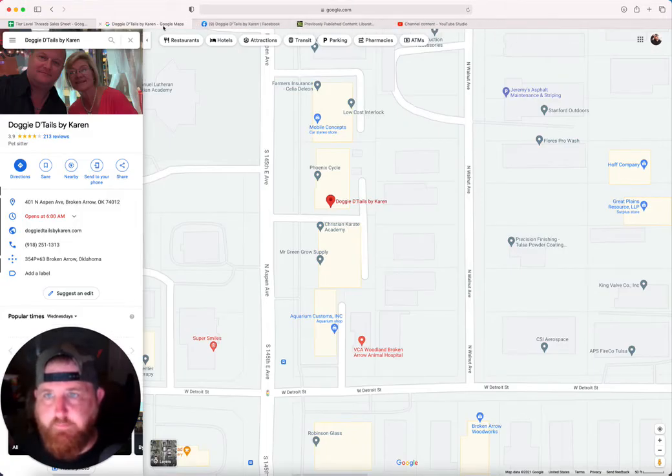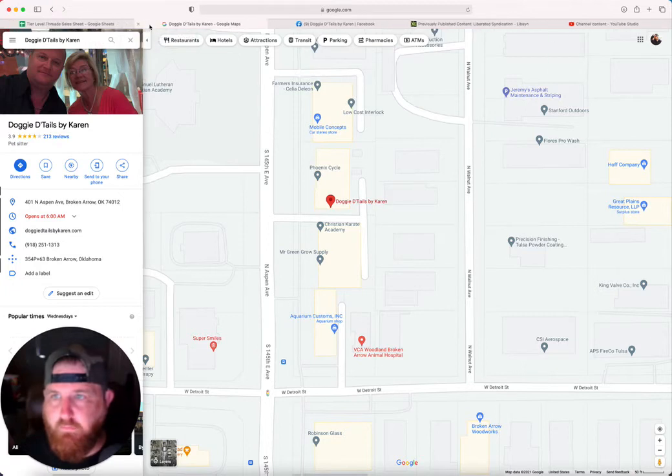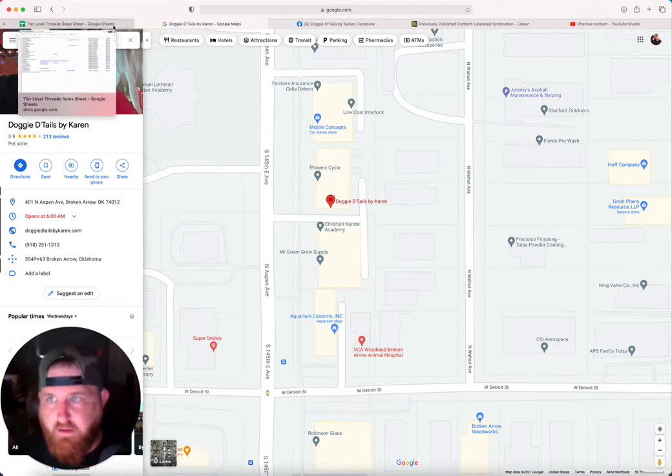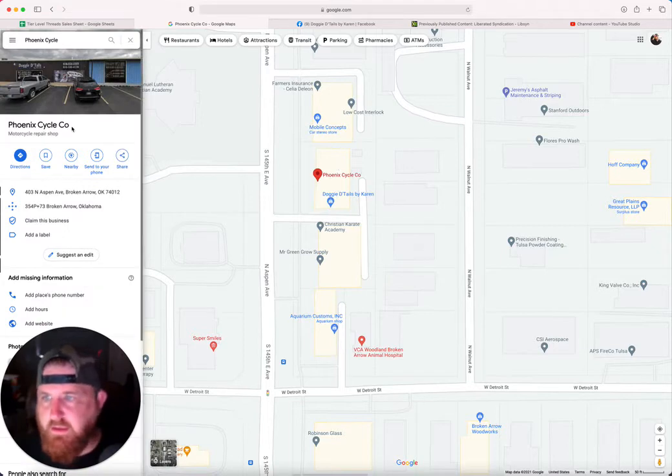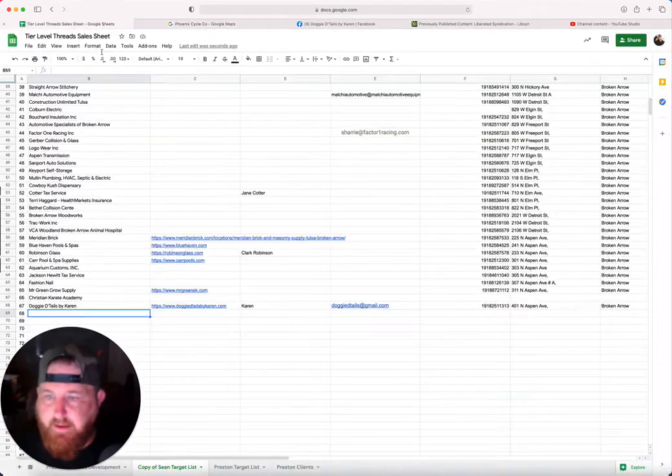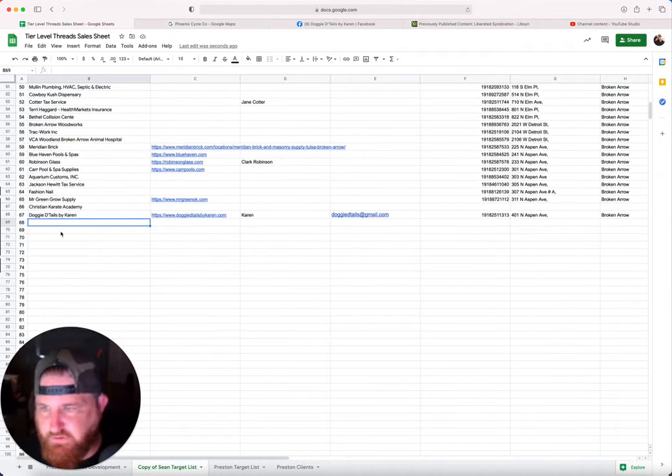We still got more businesses to go in about 22 minutes. So you can see this is allowing a lot of time to put a lot of information in here. So the next one is called Phoenix Cycle Company, and it is a motorcycle repair shop. Like I said, a lot of auto repair shops in this area.